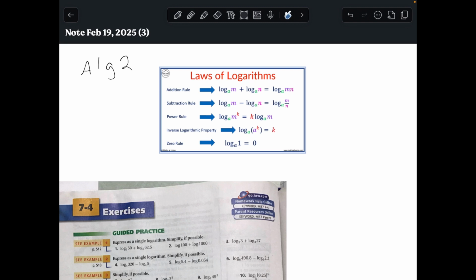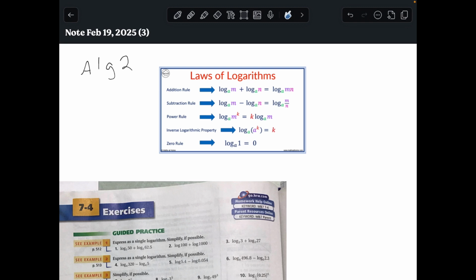If you have an exponent inside your log, you can take that exponent and stick it out in front, which is kind of interesting. That's the third law, and they call it the power rule. Also, if you have the log base a of something that's a to the k, that log base a and the base a cancel out, leaving just k behind. That one's very useful when we're trying to eliminate logs.